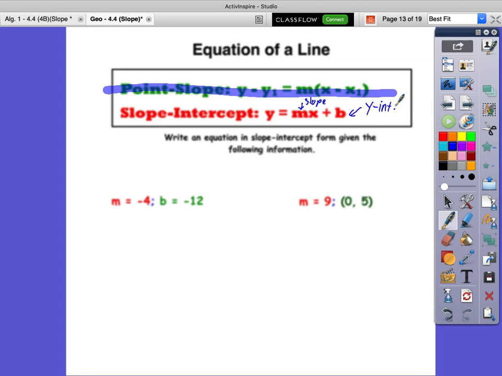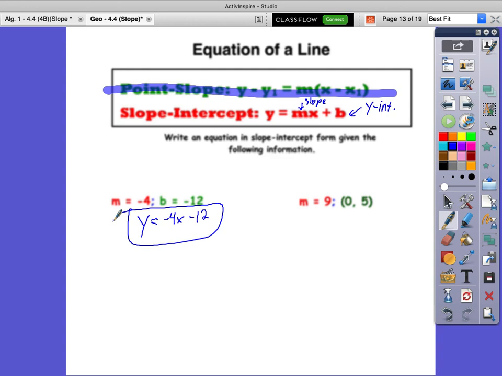So, if we're writing an equation in slope-intercept form, if m is -4 and b is -12, what can we do with -4 and -12? Plug them in. So we have y equals what? -4x minus 12. Right, that's exactly what I heard.